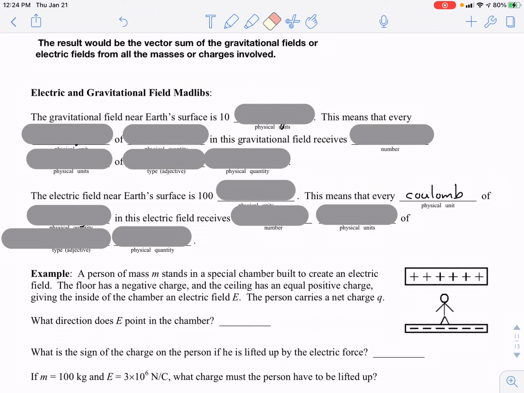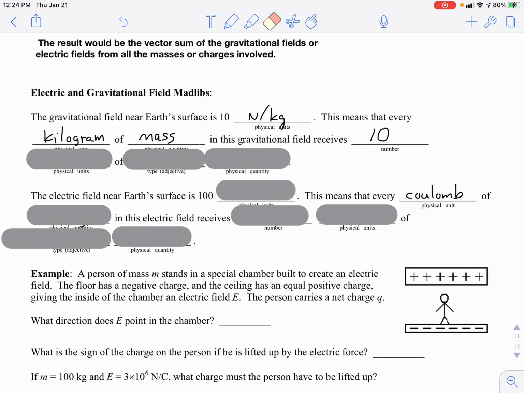The gravitational field near the Earth's surface is 10 newtons per kilogram. Remember, the unit for g could either be meters per second squared, because it does represent the acceleration due to gravity near the Earth's surface, but it also represents newtons per kilogram as well. This means that every kilogram of mass in a gravitational field receives 10 newtons of attractive force, because gravity only attracts.